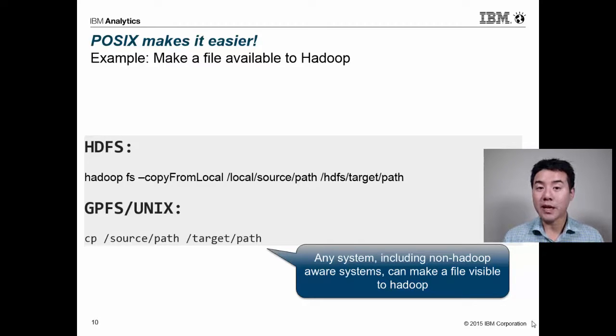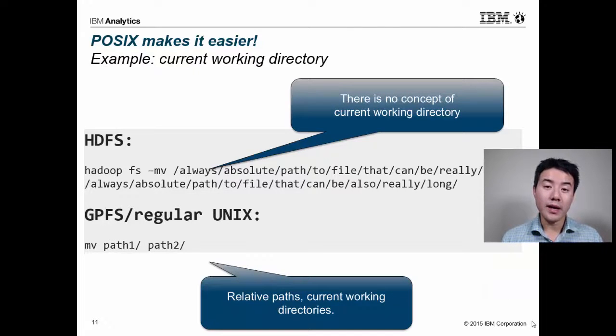In fact, if you have applications that are producing data, they can produce the data on a path that Hadoop can see, and there's no movement of data at all. HDFS also doesn't really have a concept of a current working directory. So every time you work with a file, you have to specify the fully qualified path. With GPFS, again, because it's POSIX, I can move files using relative paths.